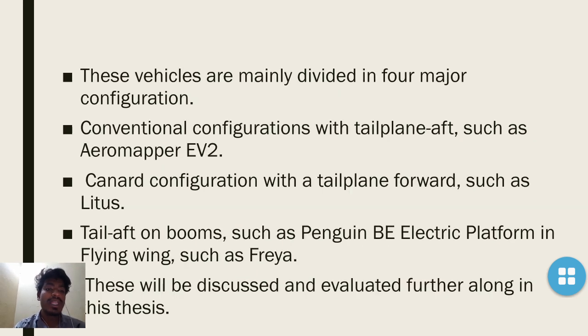These vehicles are mainly divided into four major configurations: conventional configurations with tailplane aft, such as the Aeromapper EV2; canard configurations with a tailplane forward, such as the Lightus; tail aft on booms, such as the Penguin BE electric platform; and flying wing, such as Freya. This will be discussed and evaluated further along this thesis.